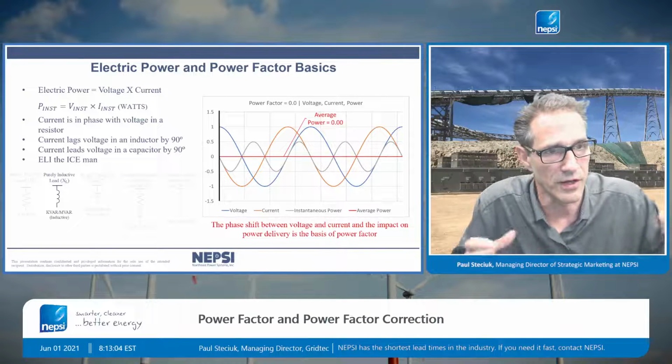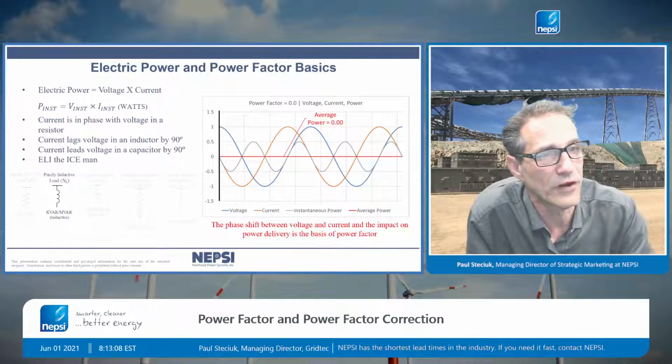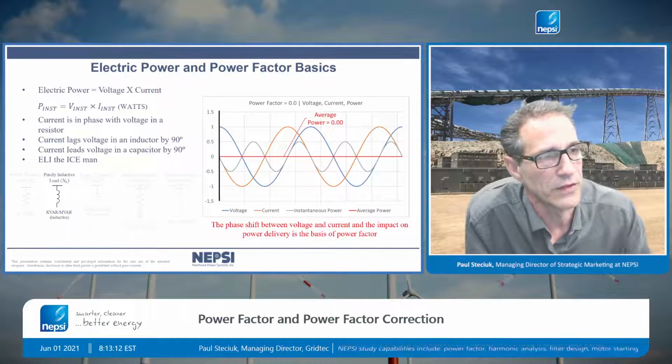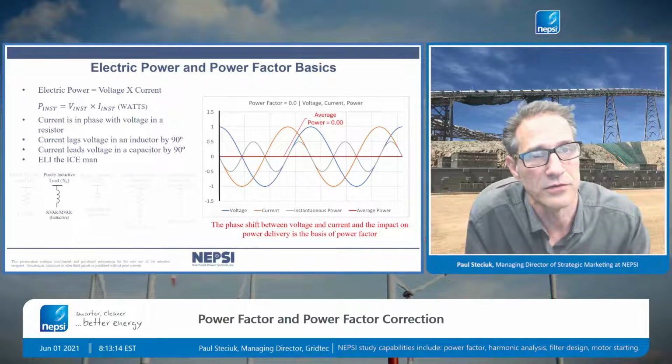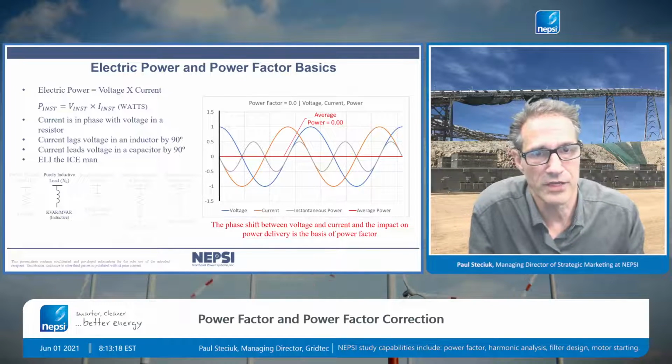So we're just creating a magnetic field and it's collapsing. No real power transfer into the inductor. It's just current flow back and forth. So that's reactive power. We're creating a magnetic field. And that's the thing about reactive power.